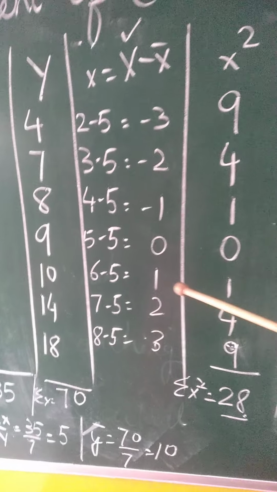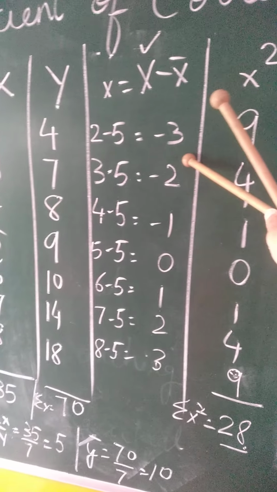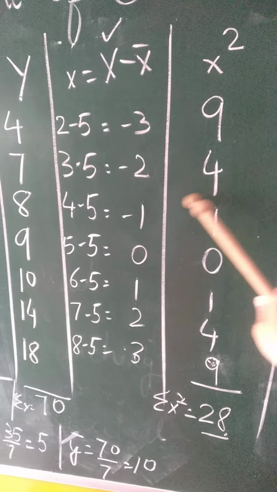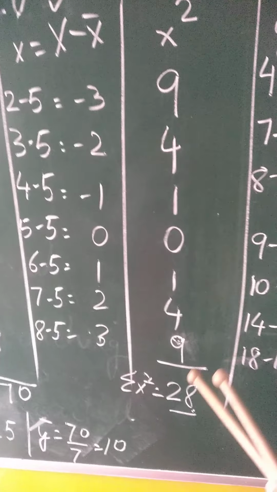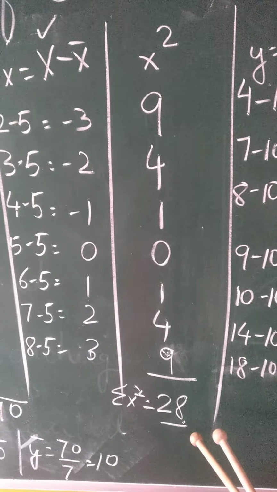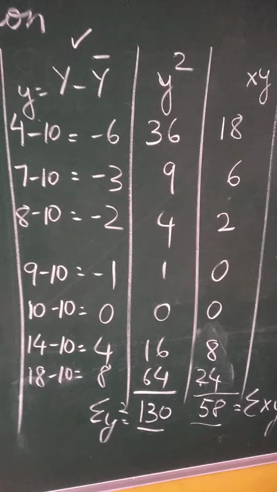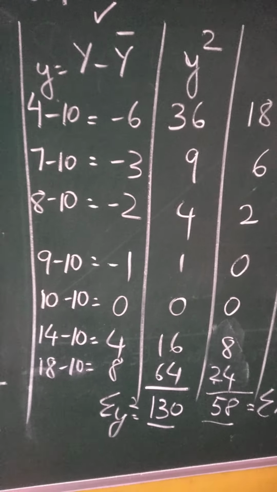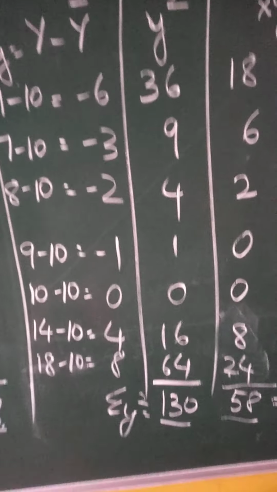The next step is we require the square of it. So x square is equal to minus 3 square, 9, minus 2 square, 4, minus 1 square, 1. Similarly, we get the summation of x square equal to 28. Clear? The same we will do for y. We take deviations from the mean of y and then square them. When we square them, we get the summation of y square equal to 130.